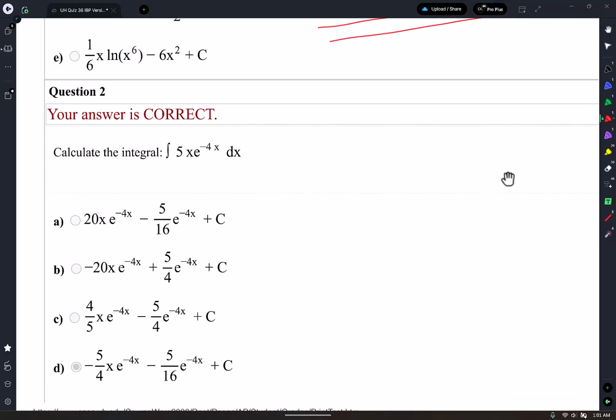This one looks like a good one for tabular method. LIPIT. So logarithmic, nope. Inverse, nope. Polynomial, so there it is. I'm going to write D for derivative, I for integral. Remember, you always start with a positive. So 5x, and the derivative of 5x is 5, and the derivative of 5 is 0. And then antiderivative, so I'm going to write e to the negative 4x. I'm going to be taking the antiderivative of that, right? So e to the negative 4x, and if I was taking the derivative, I would have multiplied it by negative 4, but I'm doing an antiderivative, so I'm going to divide by negative 4.